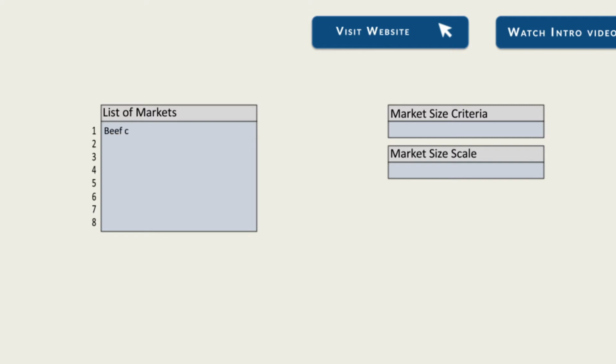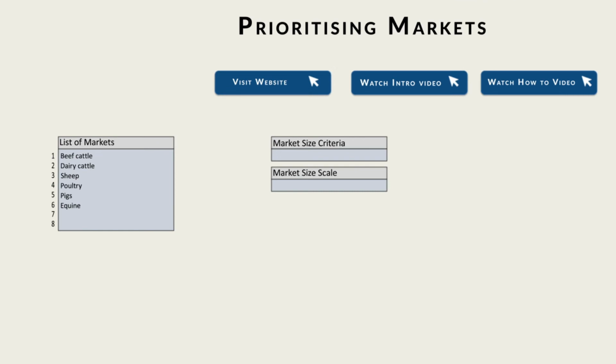I'm going to use the animal health customer categories that we looked at in the first video, but I should say I'm going to use fictional inputs to demonstrate the tool, so the output will have no resemblance to the real markets. As you add to the list, you'll see that these input boxes appear below.